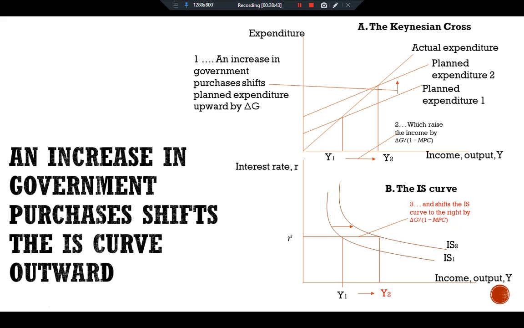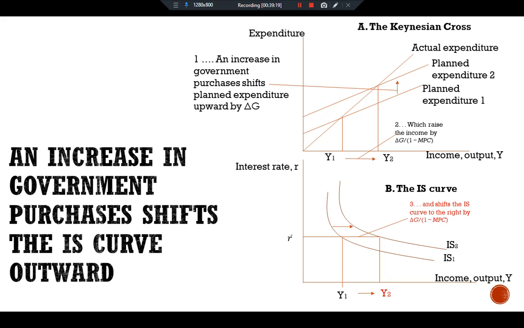We can use the Keynesian cross to see how other changes in fiscal policy shift the IS curve, because a decrease in taxes also expands expenditure and income and shifts the IS curve outward. A decrease in government purchases or an increase in taxes reduces the income. Therefore, such a change in fiscal policy shifts the IS curve downward, or we can say inward.